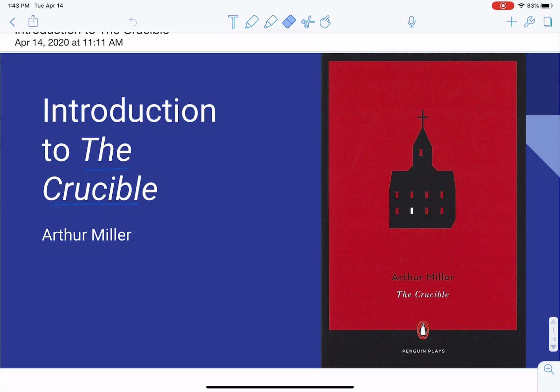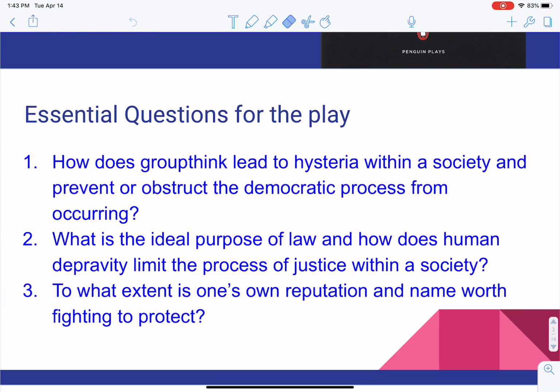So let's talk about the questions for this particular play. And this is a play. This is not a novel. This is not a short story. This is a play. So these three questions are going to be the focus of our discussions over the next 2 weeks. How does groupthink lead to hysteria?